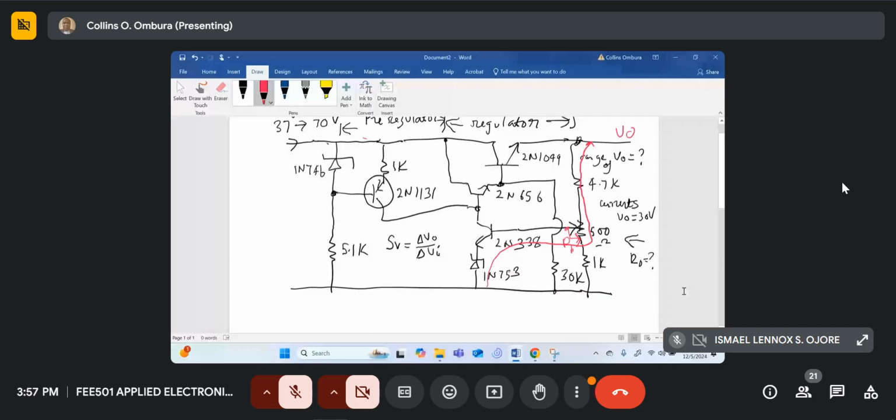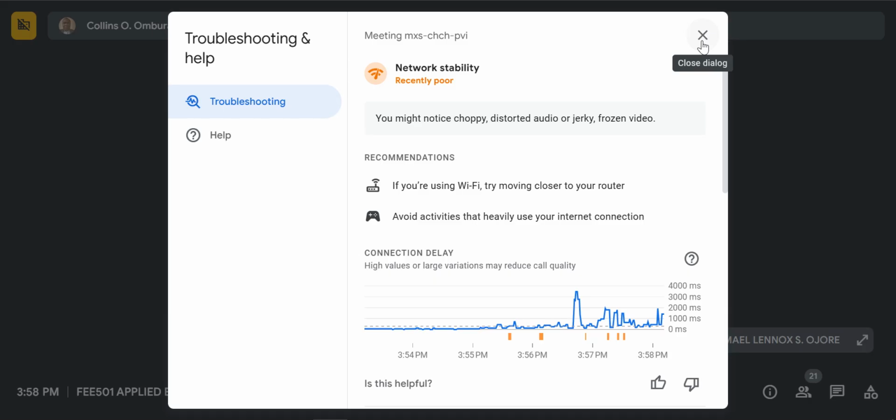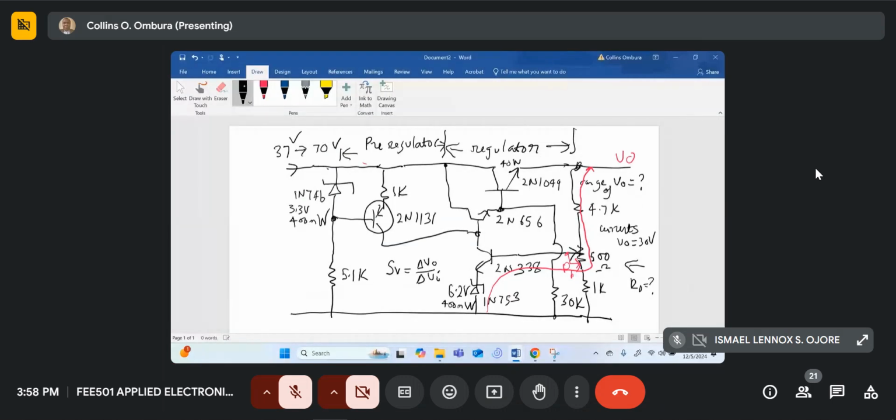Then for the transistors, 2N1049 is which one? The top one. So the top one is a 40 watts. I think that is going to become so messy. Let me just write the data down under here for you to copy. So this is the data.